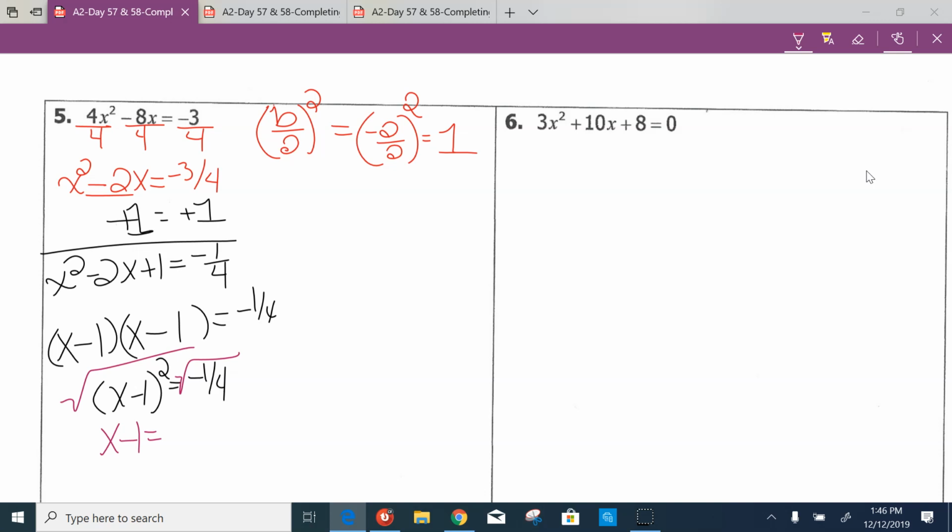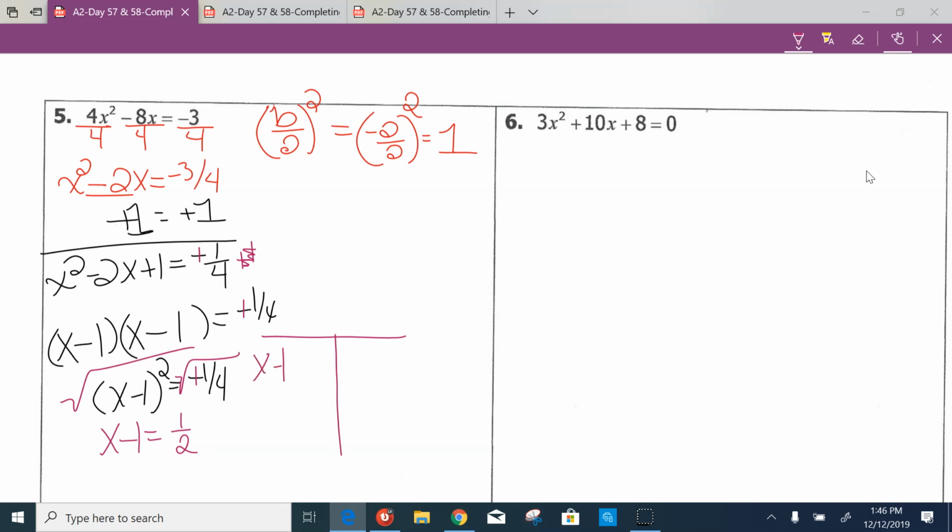It's supposed to be positive 1/4 because I was adding 1 over here. So that's positive 1/4. That's positive 1/4. It's supposed to be adding 1. So there we go, that makes more sense. The square root of 1/4, if you use your calculator, you'll see is 1/2. So now I have to find my two solutions.